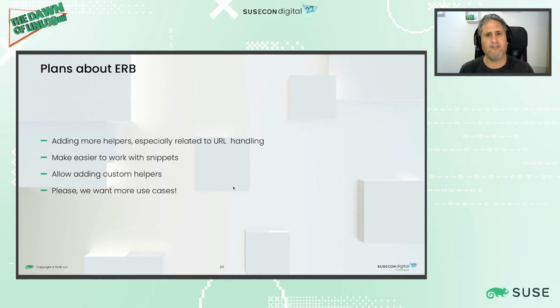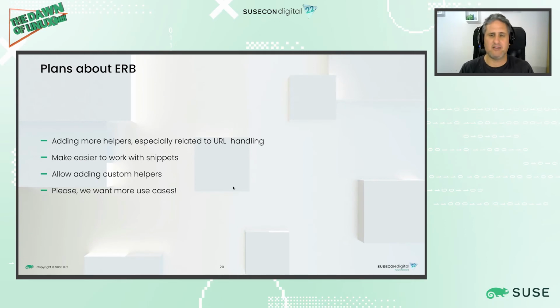We would like to offer a way for you to create your own helpers, so you can extend the functions that you have to check for hardware conditions, etc. It's something that you can already do, but it's quite tricky. So we would like to have a good way to do it. And of course, we are interested in any use case you can think of. If you think that ERB might solve some of your issues when building AutoYaST profiles, please let us know. We are very interested in that.